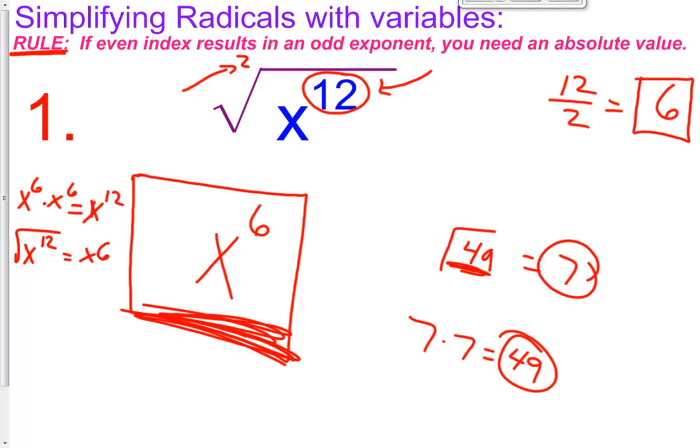So you can maybe take a step back after you get your answer and just square it and see if you get right back to the number underneath the radical again. If I square x to the 6th, I get right back to x to the 12th. So our answer, x to the 6th.